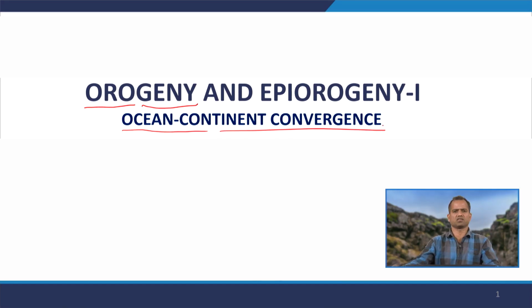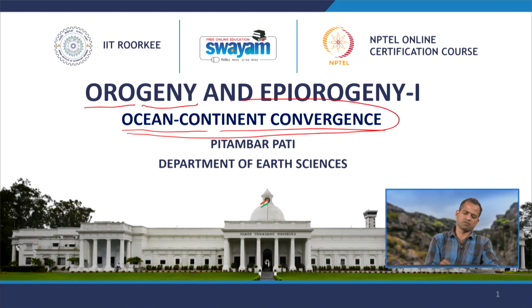In this class particularly we will confine ourselves to the ocean-continent convergence. If you remember our earlier class, when an oceanic lithosphere is in contact with the continental lithosphere, being heavy it will move down, the continental plate will remain at the top and the oceanic plate will subduct down. So, by and large we are talking about a convergent plate margin or a subduction zone, and how the mountain building activities go on in the subduction zone, that we will discuss in this class.